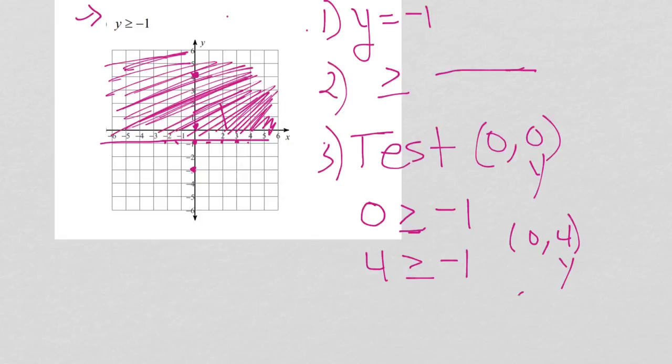Watch what happens when I plug in something below the line. Negative 3. So this was true, this was true. If I plug in negative 3, is negative 3 bigger than or equal to negative 1? Nope, sure isn't. It's definitely smaller than negative 1. And notice it's on the losing side. It doesn't have any shading. So this side was false.